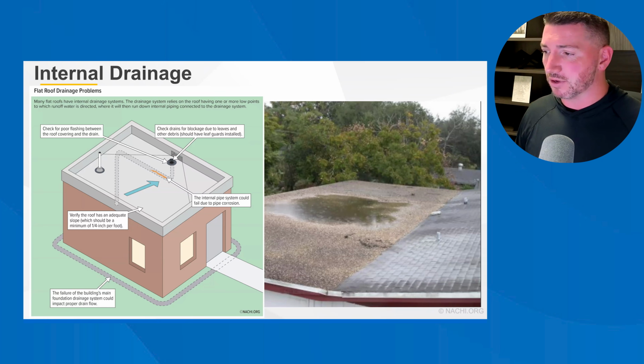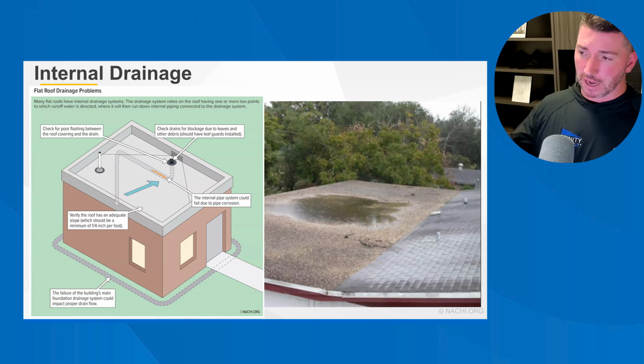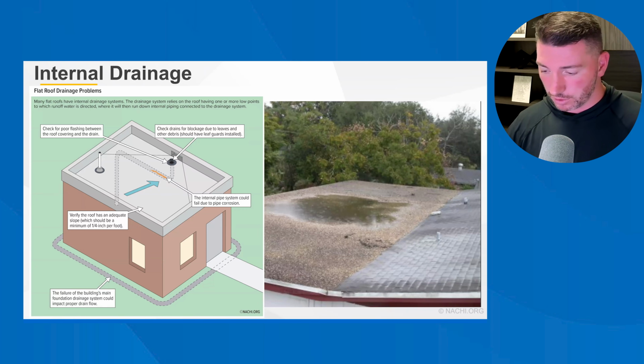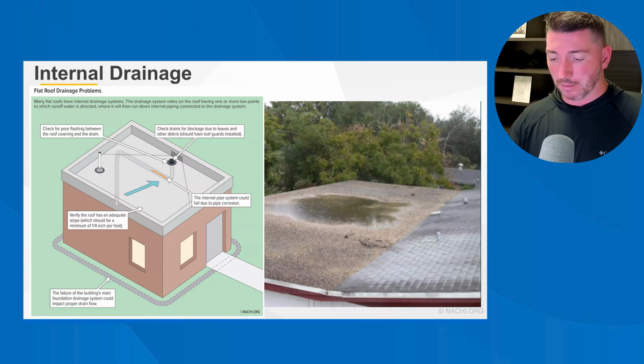The internal pipe system could fail due to pipe corrosion. That's not something you're going to be able to see, but especially in an instance where you've got interior water damage and you're right below one of these areas, whether it's a scupper or an actual roof drain, you're going to have a lot of problems with that system. They're very common to have problems in that system.